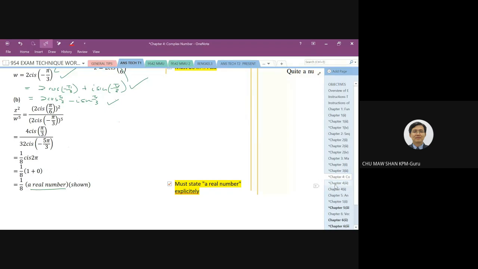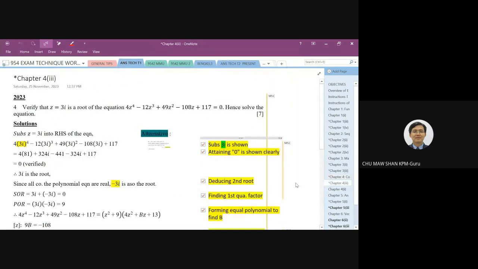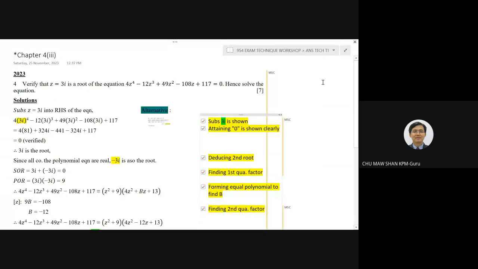Okay, I move to chapter 4. Question number 4 here. Verify that Z equals 3i is a root of the equation. Hence, solve the equation. So how to verify? There must be a proper working, verify ini. Many of us do not perform a correct working to verify. Okay, you see how we perform it.